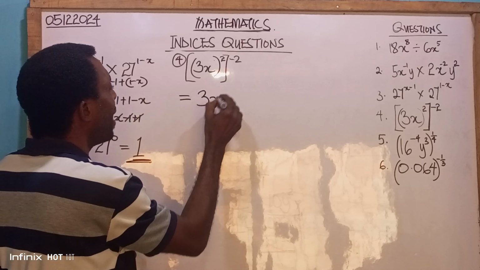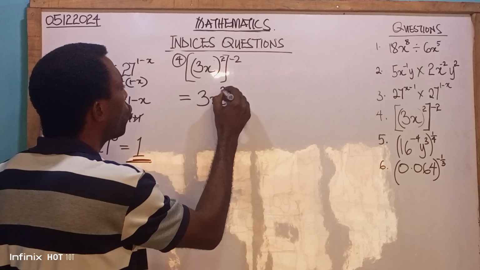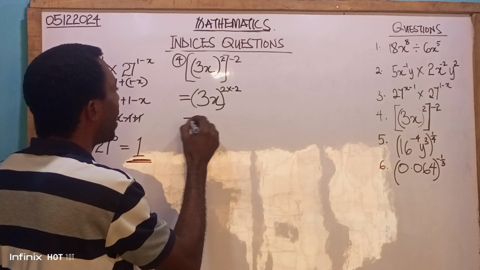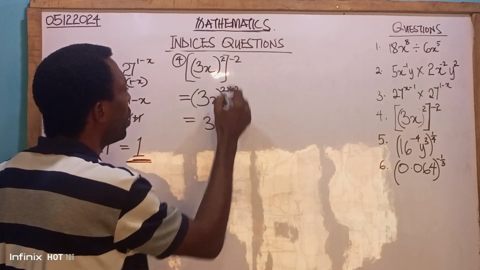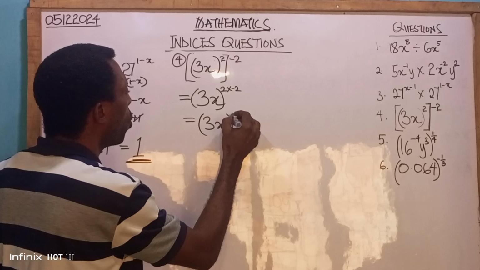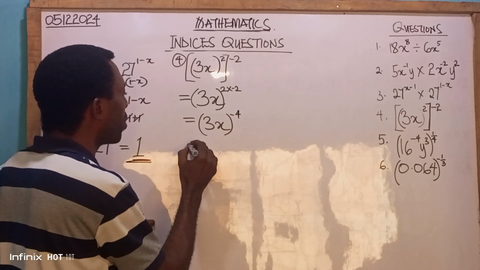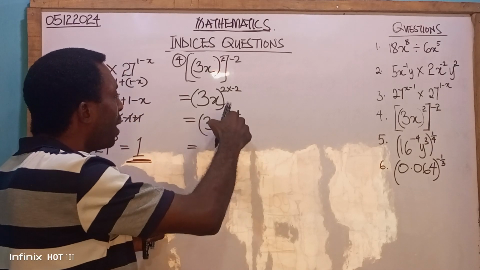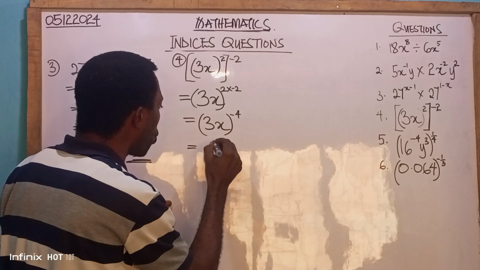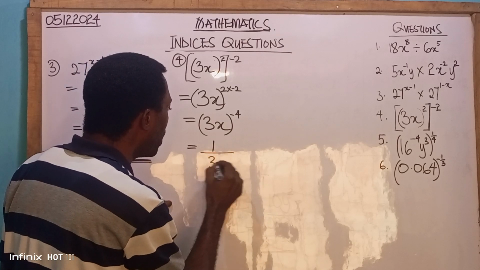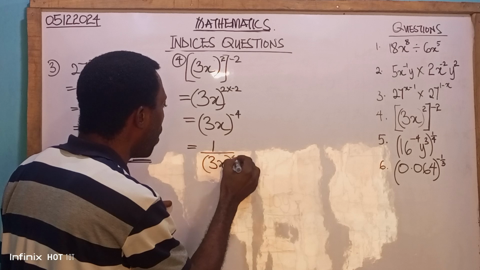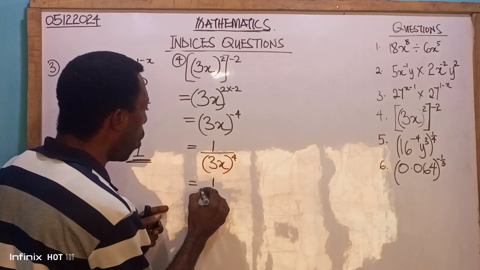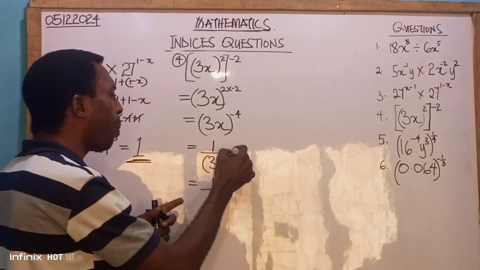So we are left with 3x raised to power 2 multiplied by minus 2, and that will give us 3x raised to power minus 4. With the minus 4, we take the reciprocal. That becomes 1 over 3x raised to power 4. Now the next thing we're going to do is use the power to open the bracket.